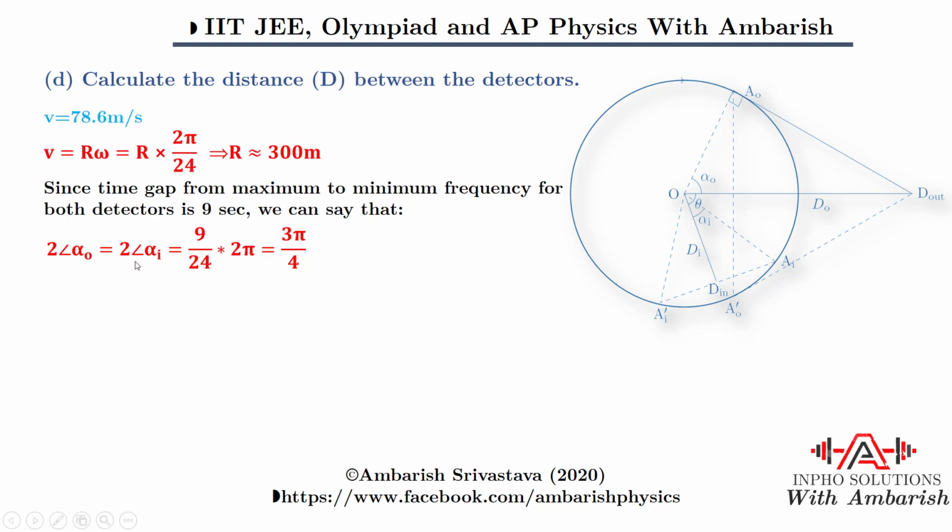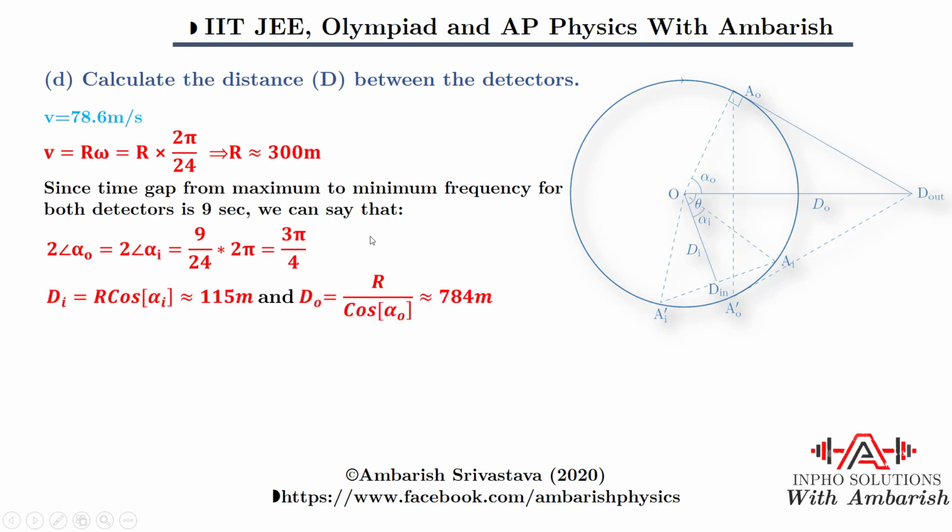So this should be equal to 9 by 24 into 2 pi, that is 3 pi by 4. I was misquoting so far. Actually, the time gap for maximum to minimum frequency for both detectors was 9 seconds. I did not remember it correctly, so please make a little correction. So 9 seconds means what? In 24 seconds it is 2 pi radians, so for 9 seconds this angle must be 3 pi by 4. So the angle A naught to A naught prime is 3 pi by 4, and similarly for AI O AI prime this angle is also 3 pi by 4 according to this calculation.